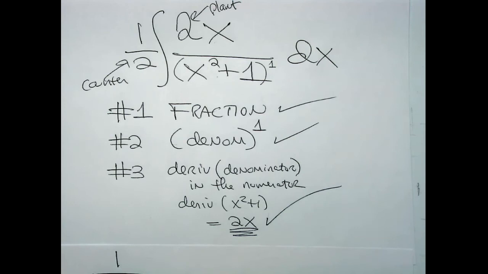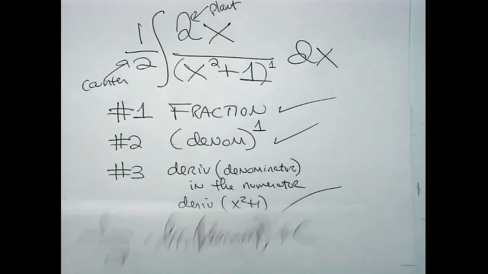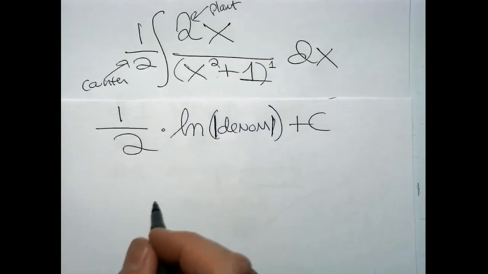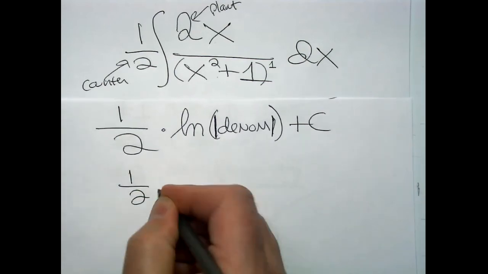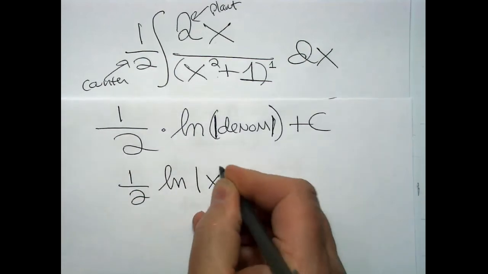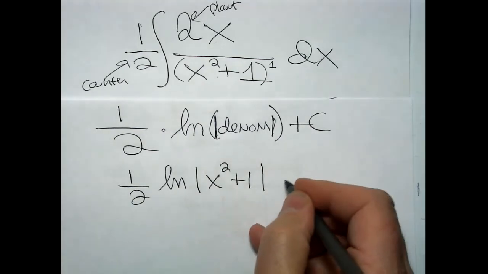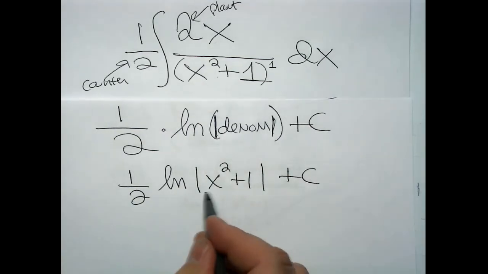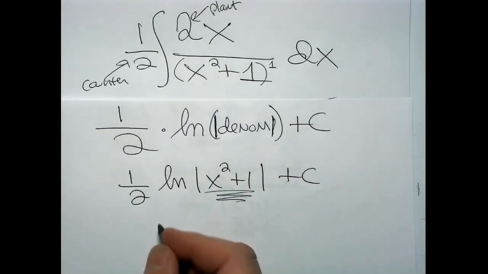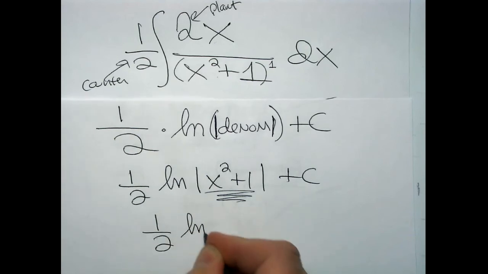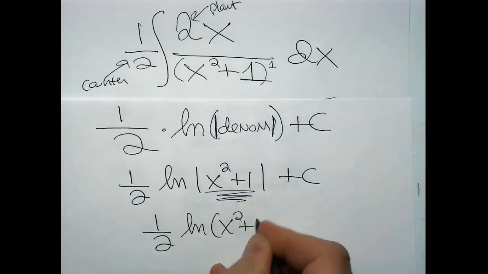The payoff is natural log of the denominator. I guess we should protect it because we're creating a natural log. So it's natural log of the denominator. That is the answer. That's the payoff. And that would be the natural log of the absolute value of x squared plus 1 plus a constant. And here's one of those situations where you can get rid of the absolute value symbol.